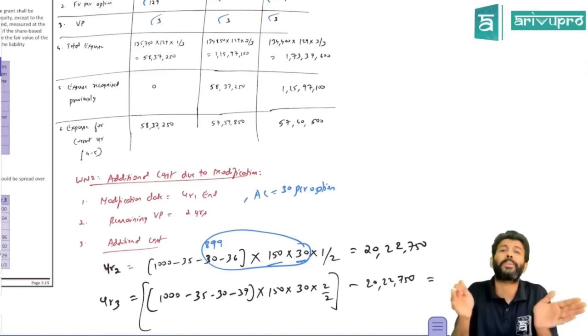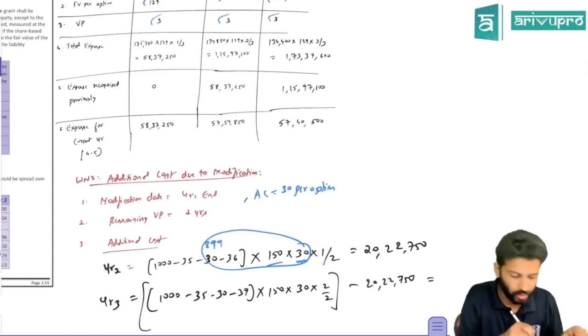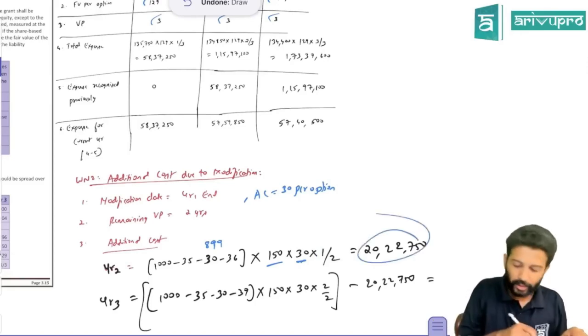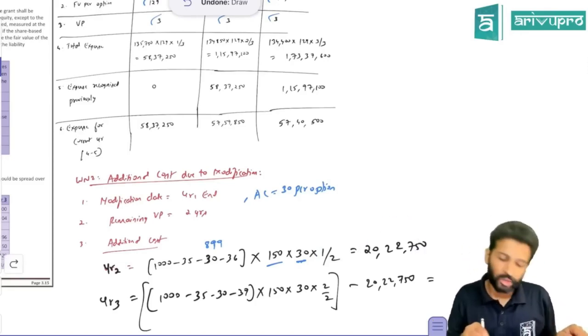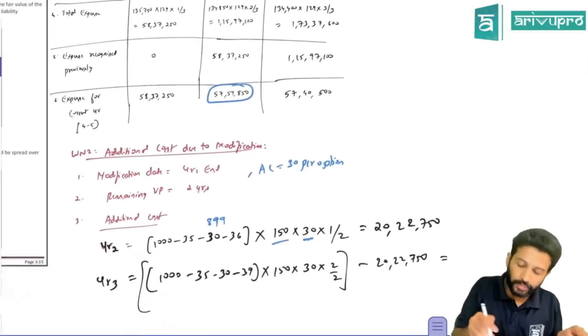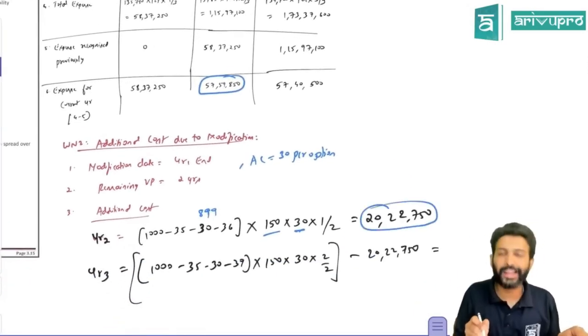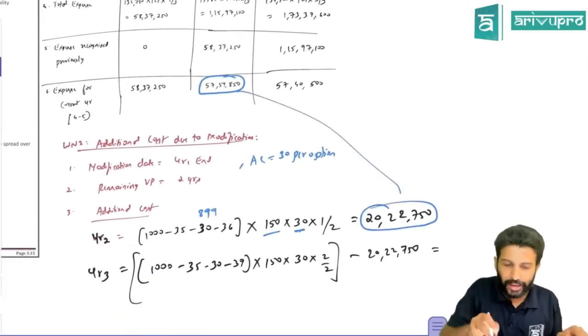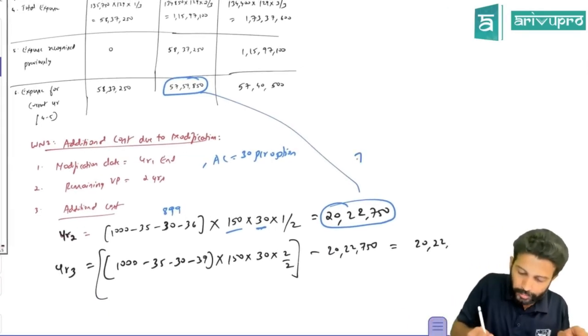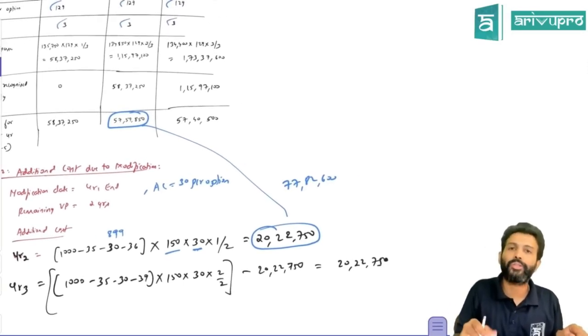You will book it over the remaining vesting period. Your remaining vesting period is 2 years, so you'll amortize this over 2 years. Divide by 2 and you get 20,22,750. So in the second year, you'll book 57,59,850 and you'll also book an additional cost of 20,22,750. If you add these two, the total employee benefit expenditure for the second year will be 77,82,600.